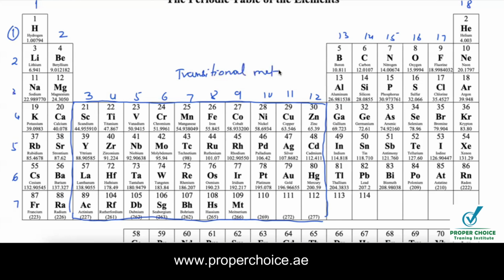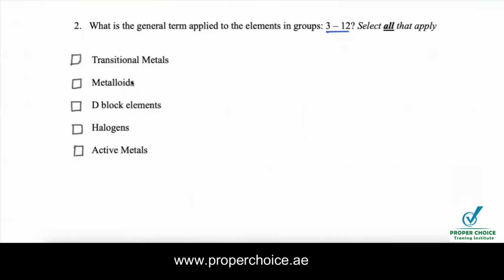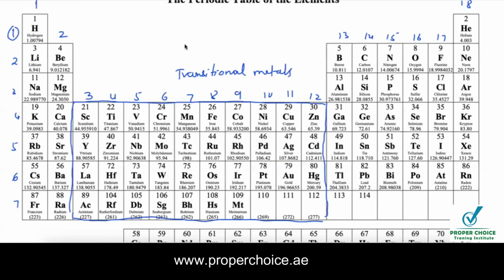Transitional metals. And what are the other terms they have included? Let's see. The first, they are saying that group 3 to 12 are transitional metals. Yes, that is true. Metalloids. Metalloid means semi-metals. No, this is wrong. D block elements. Yes, those elements are also called D block elements.